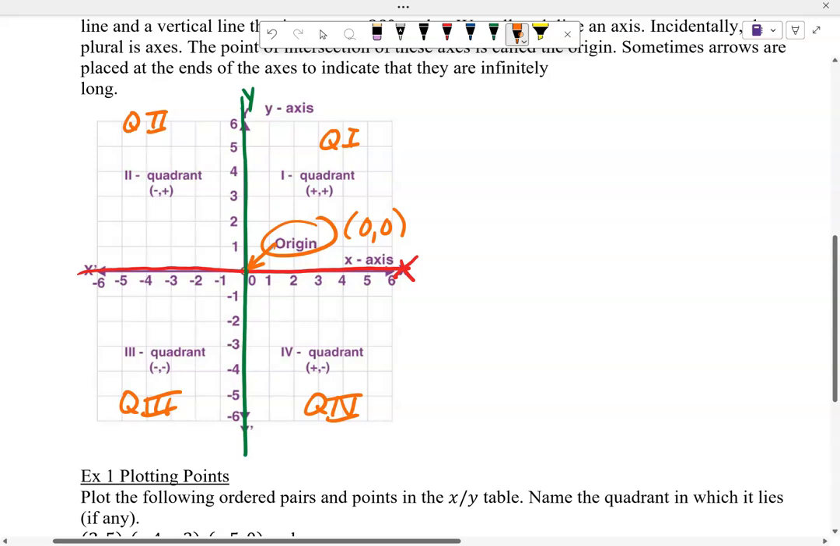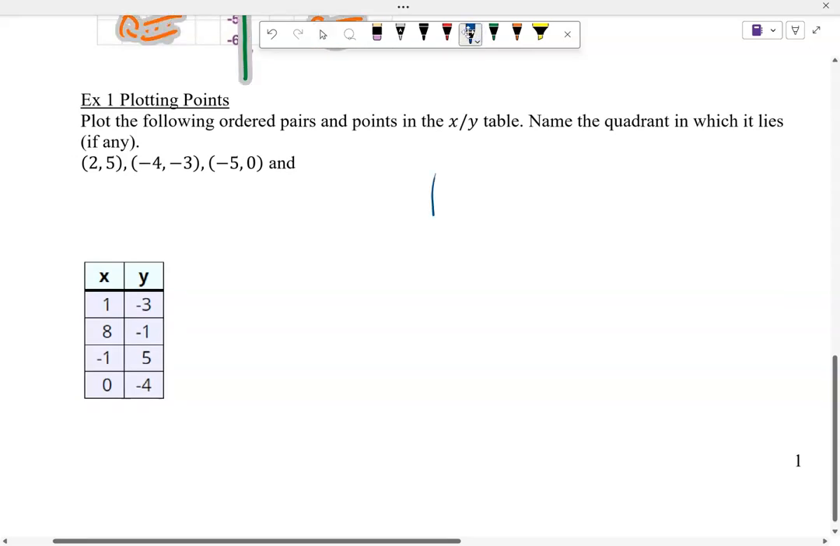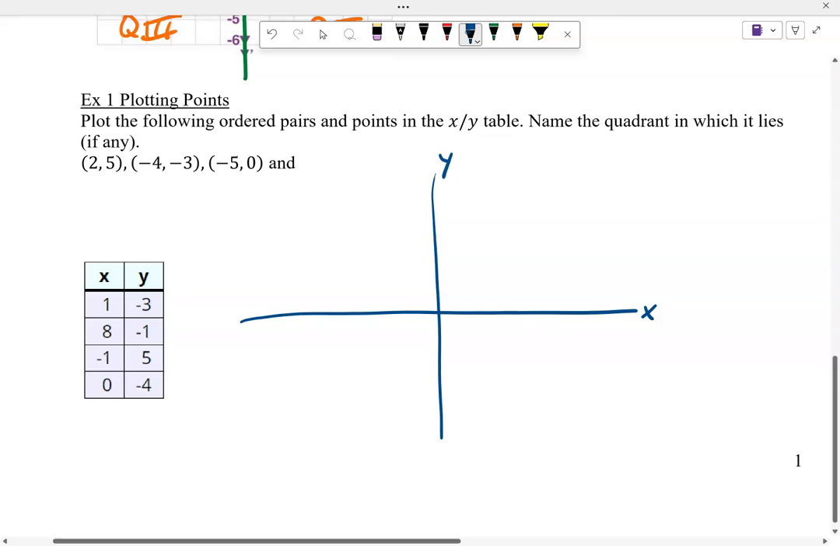So if we're plotting some points, let's go ahead and plot some points on this Cartesian coordinate system. We've got our x and our y axis. Our first coordinate is our x value. The second coordinate is our y value. So if we're graphing 2, 5, the x tells us if I go right or left. Since it's positive 2, I'm going to go right. The y value is the vertical change. So the 5 will tell us if we go up or down. And since it's positive 5, we're going to go up.